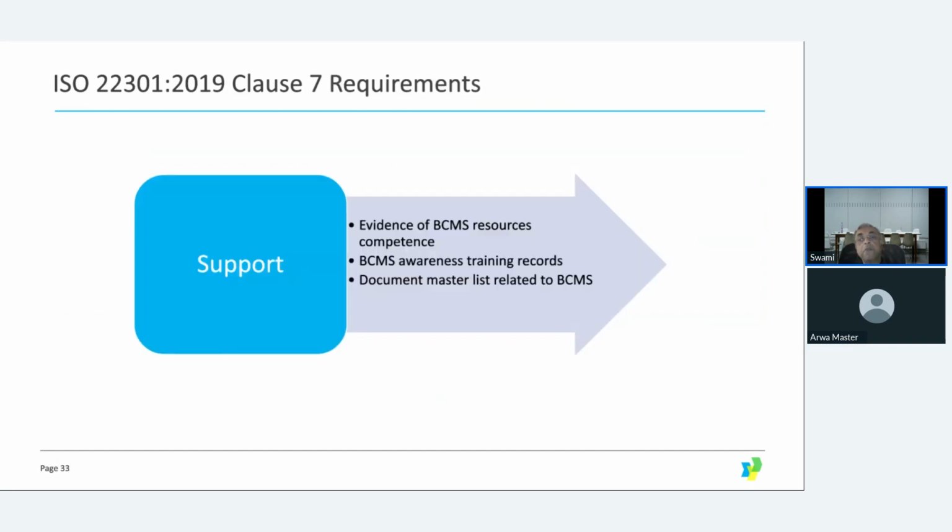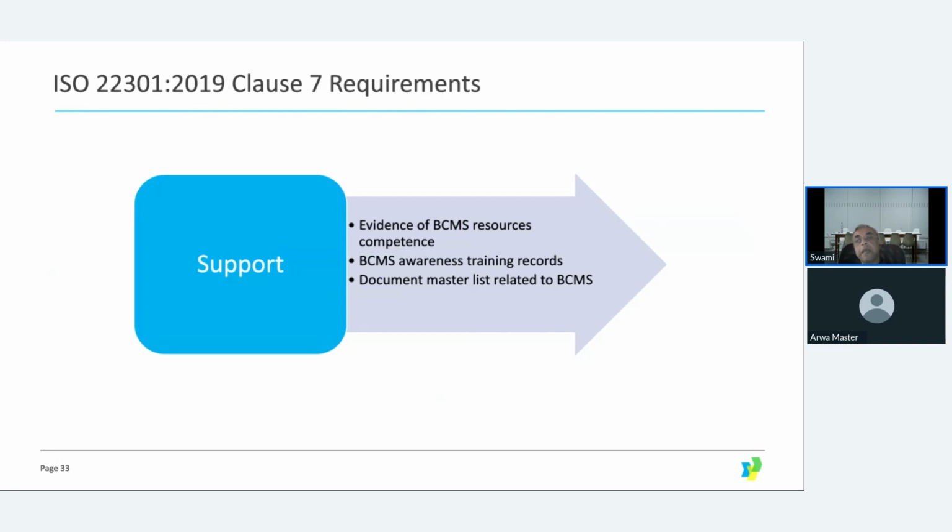Now, coming back to the evidence part of it, we need to maintain evidence of BCMS resource competence. You need to first identify what competence is required, and then whether this competence is available to a person or not, and you have to map it. And if not, then you have to train them in order to ensure that they understand the BCMS requirements and provide appropriate support in order to implement the business continuity management system.